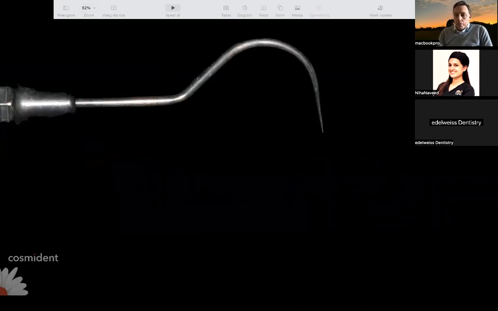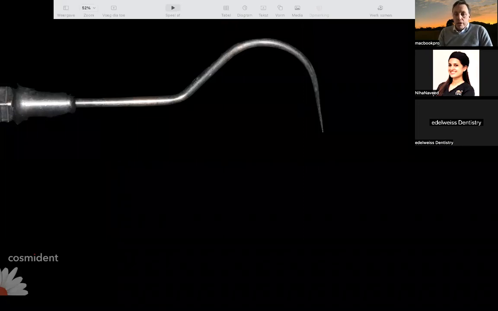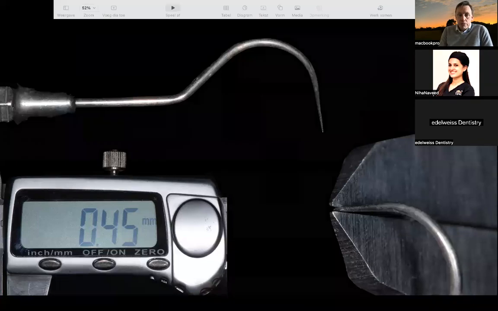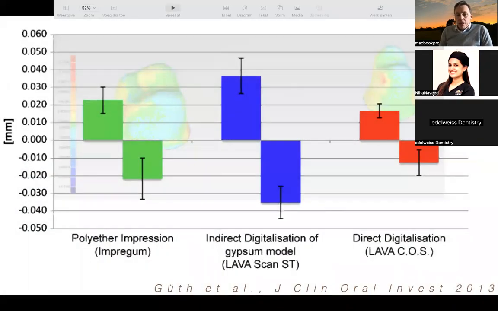This is the dental probe which every one of us is using every day. To give you an idea about accuracy, for us till now, the thickness of this probe is 0.45 millimeter. And we did a little comparison to check out a conventional impression with an Impregum, which is well known. We compared this with a direct digitalization, at that moment from the study with a Lava COS scan.